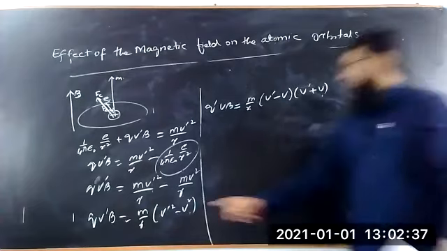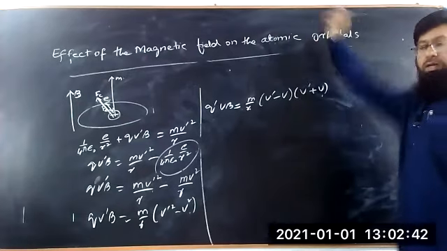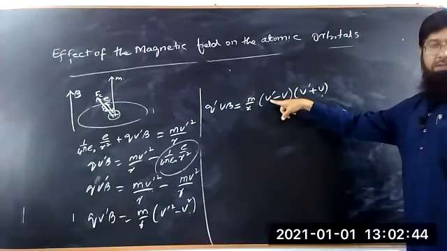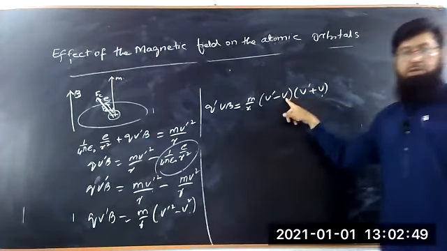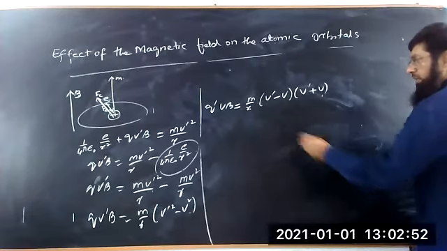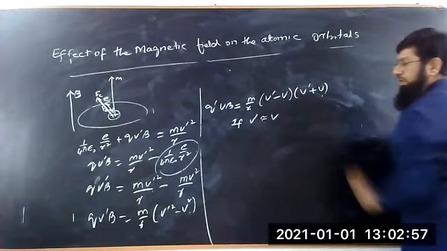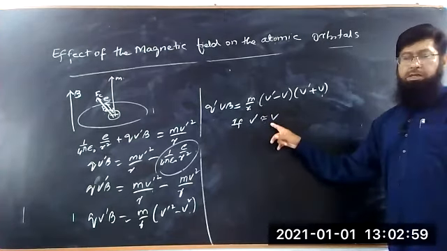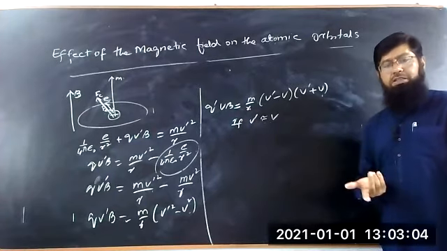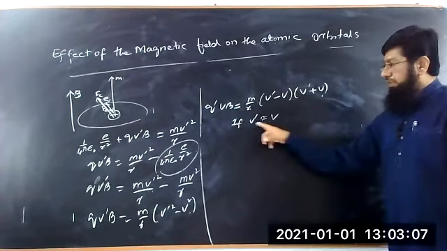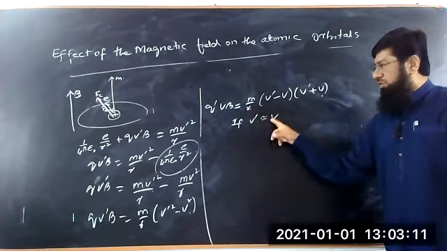This is the difference of two squares. V dash square minus V square is equal to this. Here V dash is in the presence of the magnetic field and this V is the original velocity in the absence of the magnetic field. If V dash is approximately equal to V, not equal but approximately, it means the change in velocity is very small, almost nothing. So we say that V dash is equal to V.